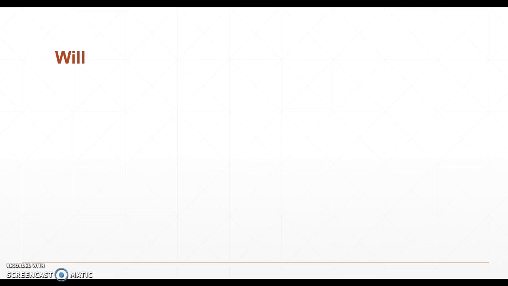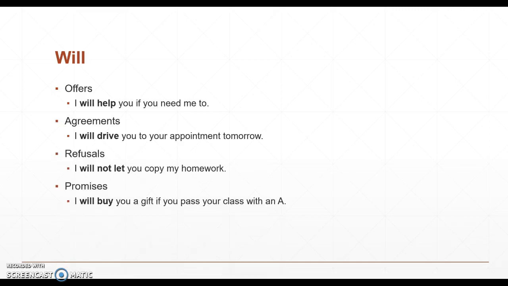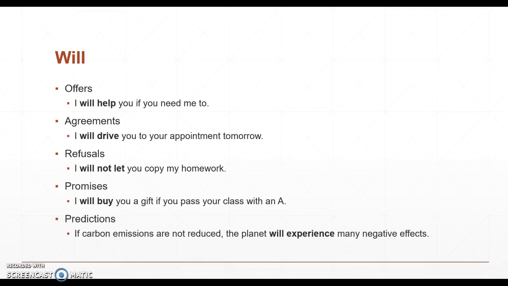So when we use will, we use it for offers, agreements, refusals, promises, and predictions. These are the 5 main uses of the word will.